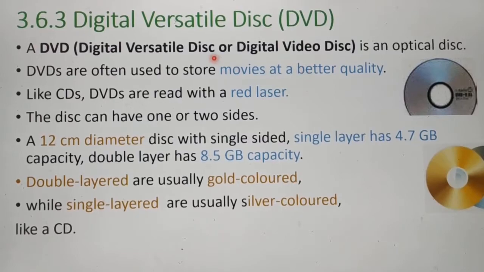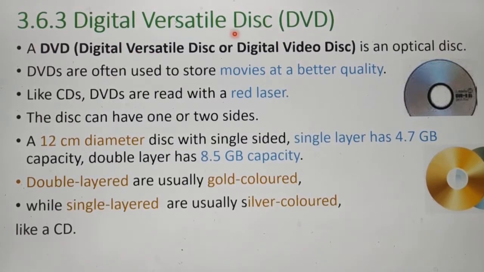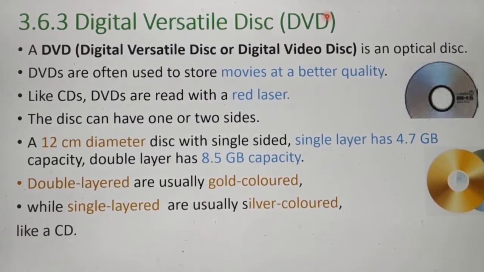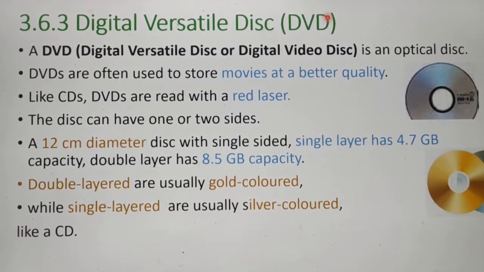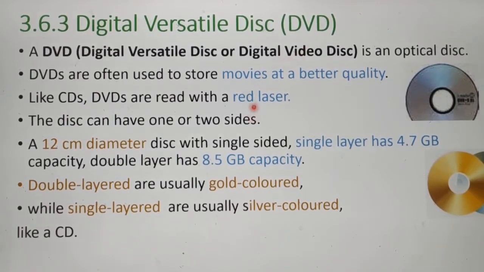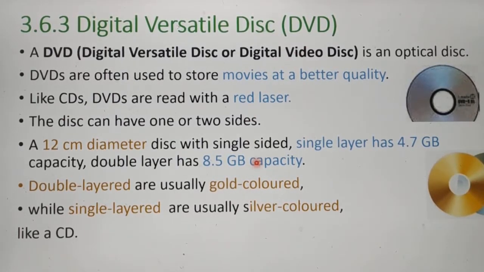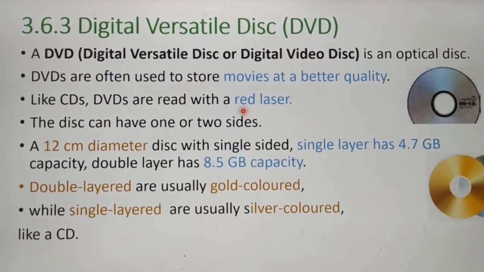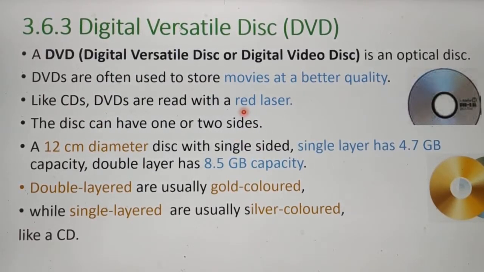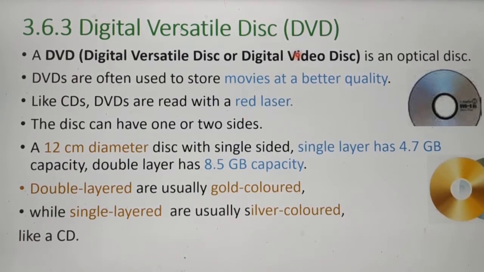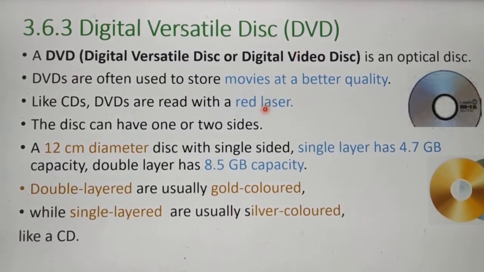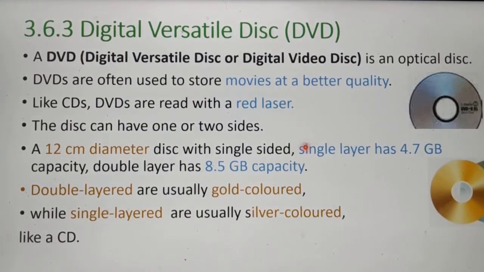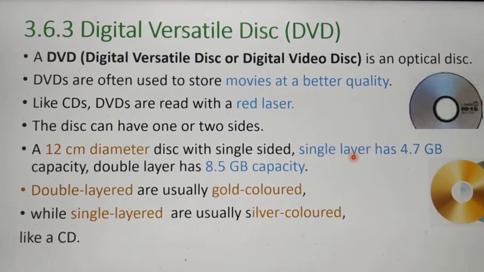Now we can see about digital versatile disc, which is simply called DVD. The functionality of DVD is also the same as CD. But here we can store a large quantity of data than compact disc with better quality. Here also we are using a red laser beam to read and write the information. In DVD we have single-sided as well as double-sided discs. In each sided disc, we can use a single layer as well as double layers.